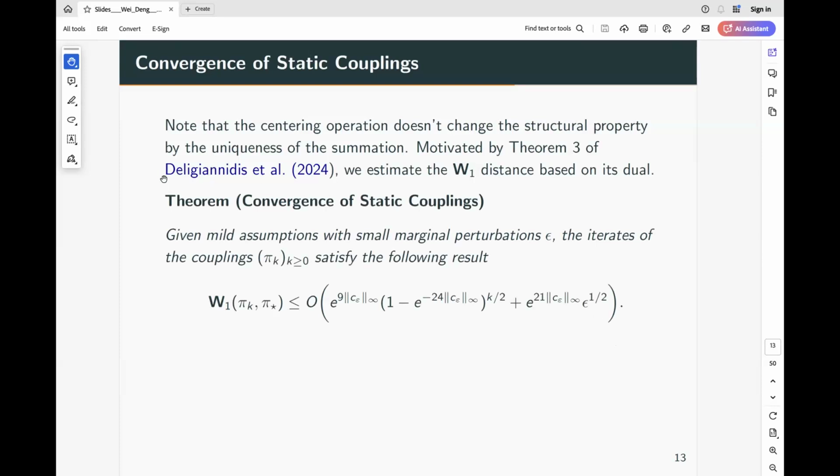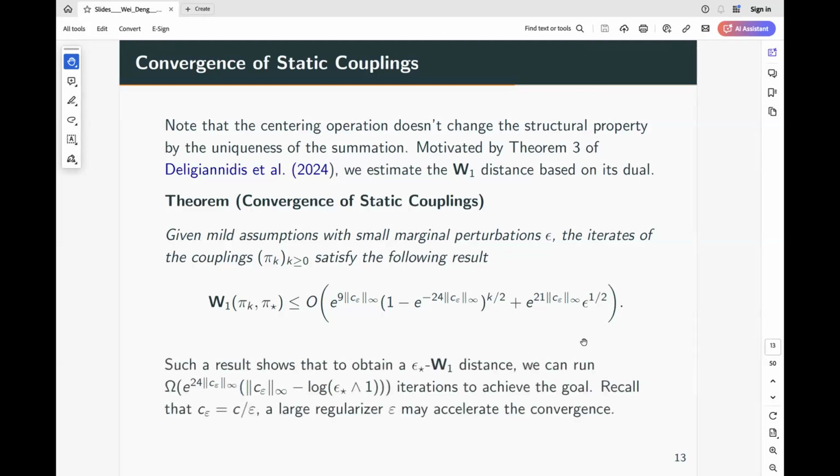So this is not the first result. Actually, Ganda's also identified an elegant result using a geometrical approach. However, their approach is based on advanced geometric tools based on the Hilbert-Birkhoff metric, while our result does not require advanced tools and may be more friendly to the readers. And from this result, we can also show that to obtain some W1 distance epsilon, we can run an order of log of 1/epsilon iterations to achieve this goal.